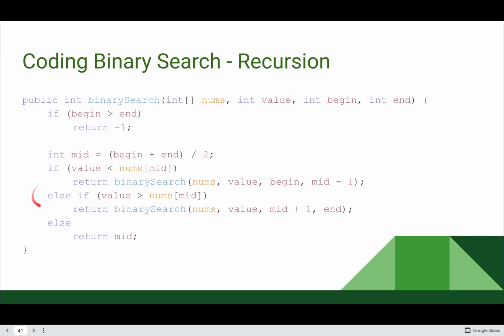And we have that same sequence of if statements. If our value is less than the midpoint, if our value is greater than the midpoint, or if it's neither of those things, it has to be equal. So then we will return the index we found.